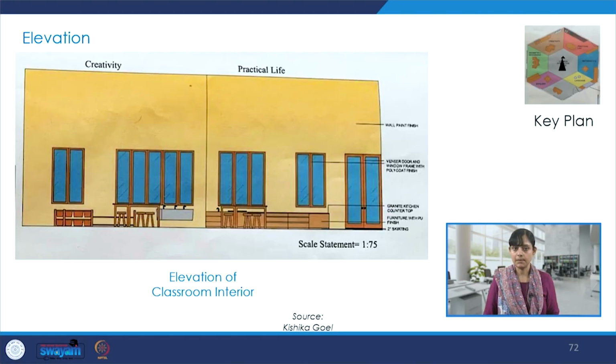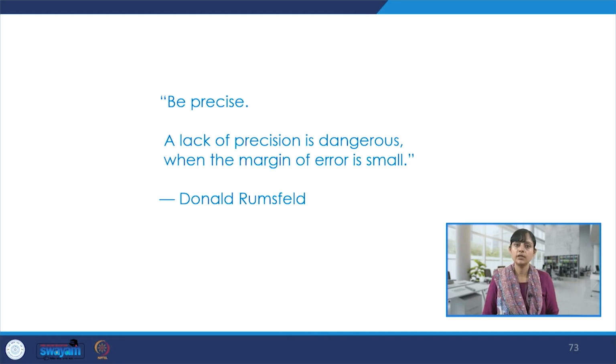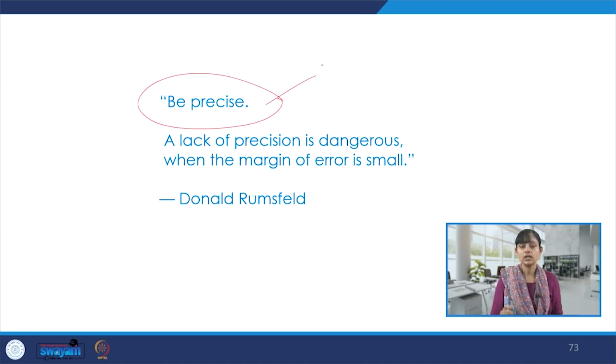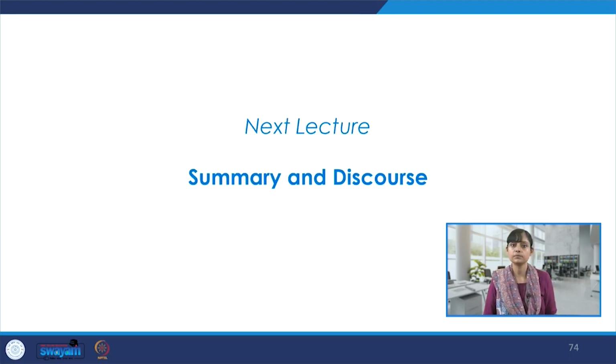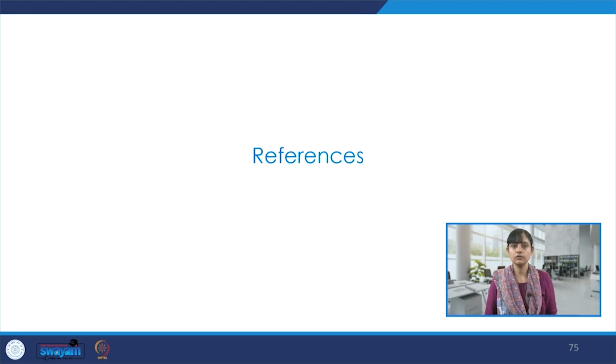So these are some examples from a portfolio. But I would insist again that proximity matrix and mapping is very useful for projects, interior architecture or otherwise. So I always like to share some interesting quotes, and here it's about precision because we are talking about interior architecture and these drawings, and they have to be really precise. So be precise. A lack of precision is dangerous when the margin of error is small. So very profound. And next we will discuss the summary for the entire week.